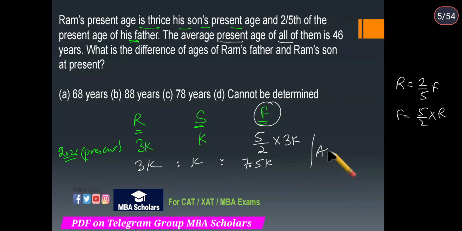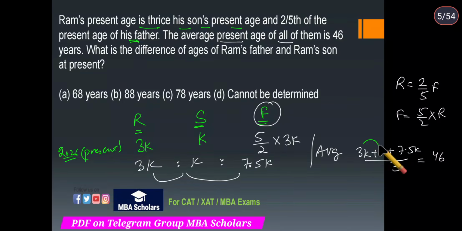The average present age of all: if I talk about the average, average is the sum divided by the number of terms. So this is 3k plus k plus 7.5k, that is 11.5k, and for average we have to divide it by 3. As per the question, this average is 46, so 11.5k equals 138.